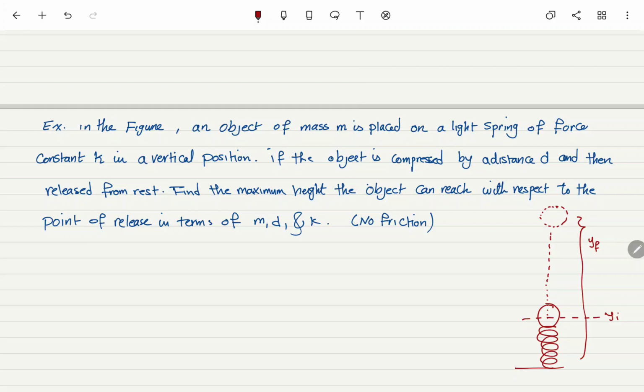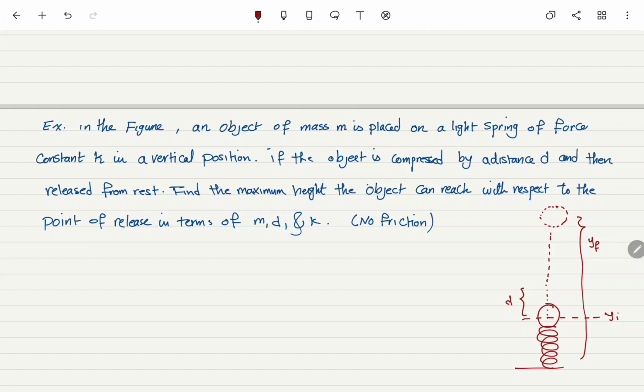In the figure, an object of mass m is placed on a light spring of force constant k in a vertical position, like in this one. If the spring is compressed by a distance d, and then the object is released from rest, find the maximum height the object can reach with respect to the point of release in terms of m, d, and k. Consider there's no friction whatsoever.